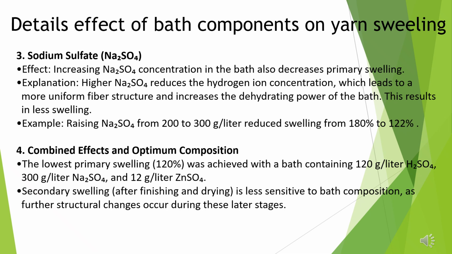Example: raising Na₂SO₄ from 200 to 300 g/liter reduced swelling from 180% to 122%. 4. Combined effects and optimum composition. The lowest primary swelling, 120%, was achieved with a bath containing 120 g/liter H₂SO₄, 300 g/liter Na₂SO₄, and 12 g/liter ZnSO₄.